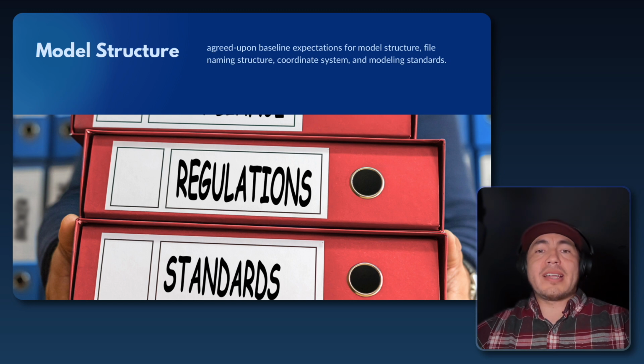Speaking of structure, let's talk about the model structure itself. It is important that everyone follows the same standards for things like file naming, coordinate system, and modeling guidelines. This keeps things organized and ensures consistency across the board. When multiple teams are working on different aspects of a project, having an agreed upon standard prevents confusion and ensures that all the pieces fit together smoothly.